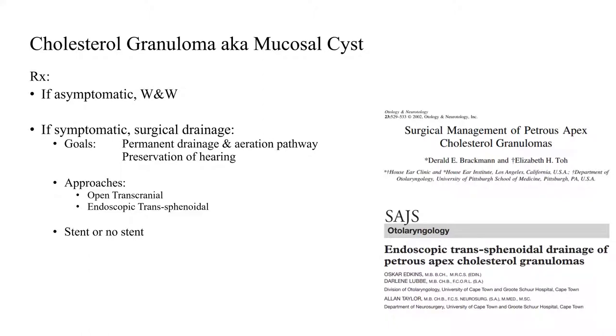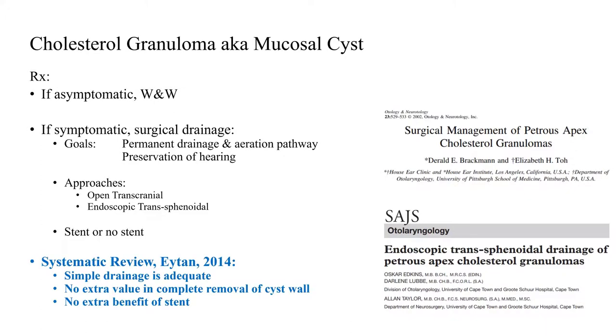The second quick controversy in any approach is whether to stent or not to stent. And thankfully, there's a systematic review in 2014 that shows that simple drainage is adequate. There's no extra value in trying to completely remove the wall of the cyst, and there's no extra benefit of placing a stent.